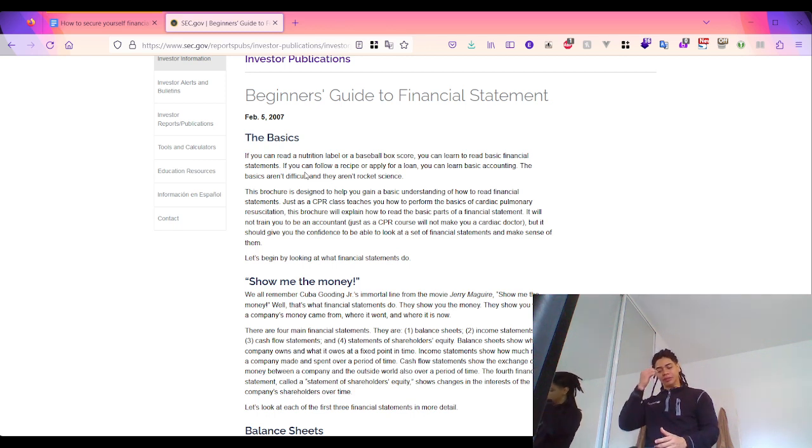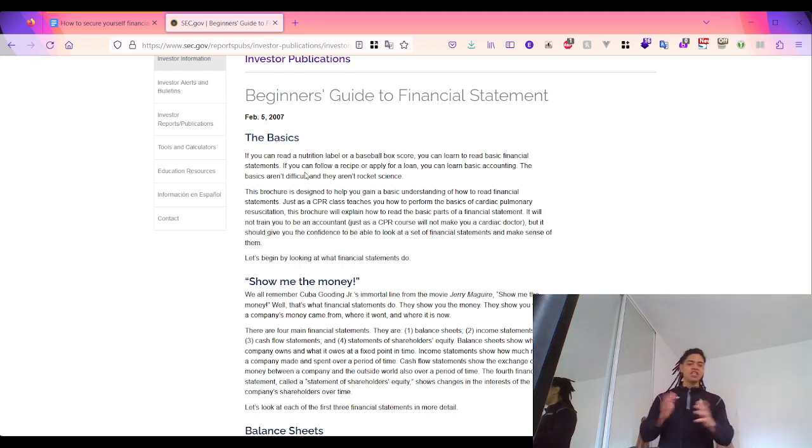or read a nutritional label, you can learn to read the basic parts of financial statements. And if you know how to apply for a loan or you can follow a recipe, you can learn the basics of accounting. And the basics are not difficult.